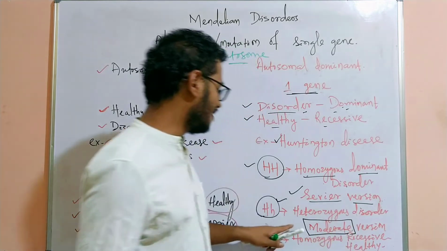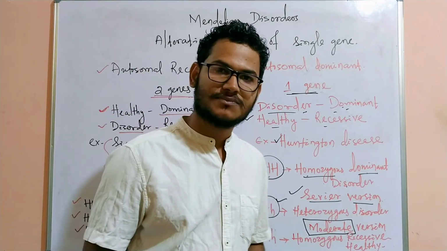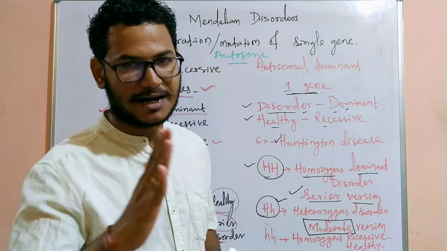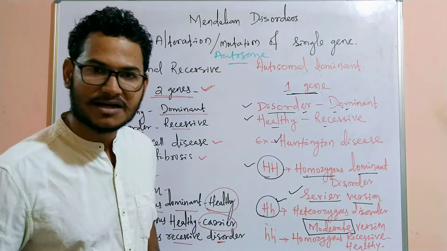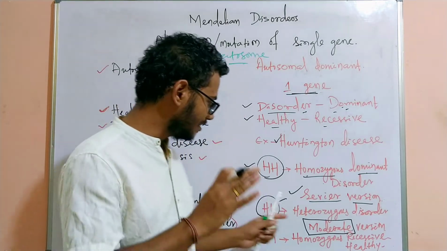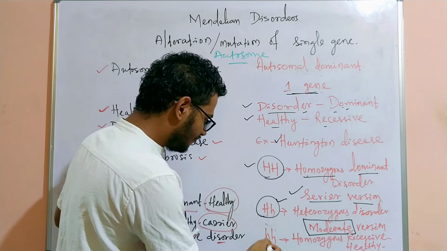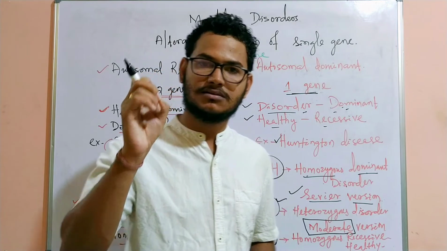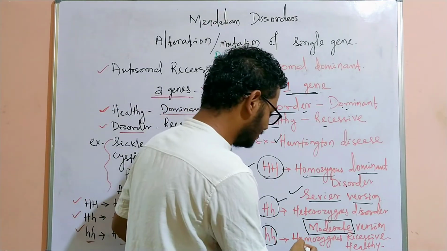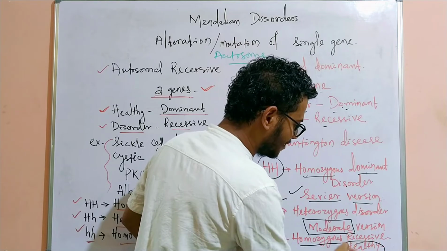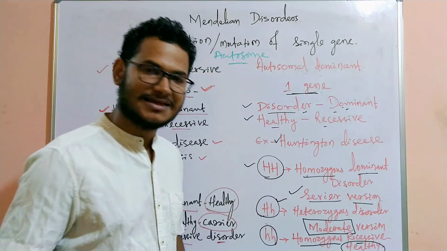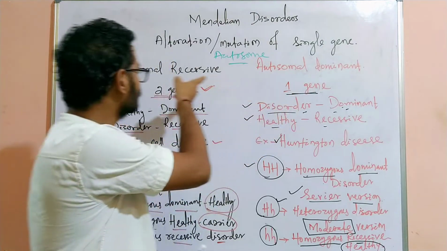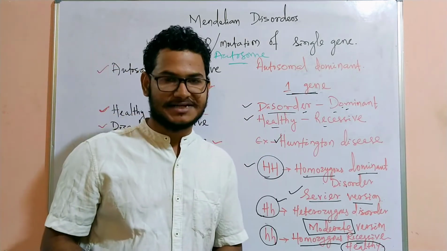So the individual having moderate degenerate will survive up to adulthood, about 40 years, and after that the degenerate may cause death, may lead to death of the individual. Finally, when both the alleles are normal or healthy, this one leads to homozygous recessive, means leads to a healthy individual. So this is the difference between the autosomal dominant and autosomal recessive Mendelian disorders.